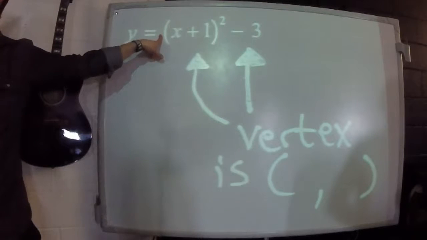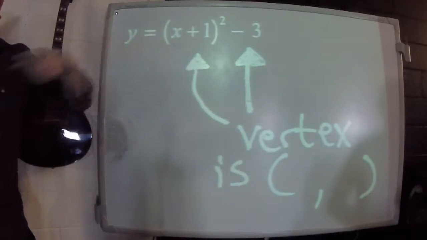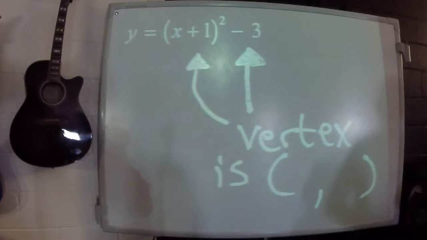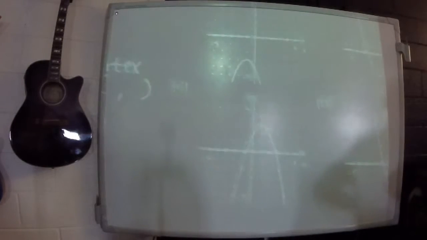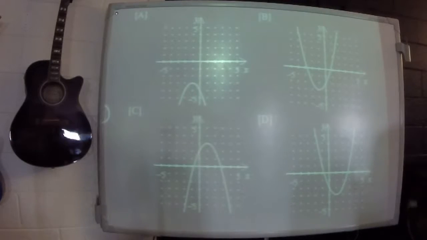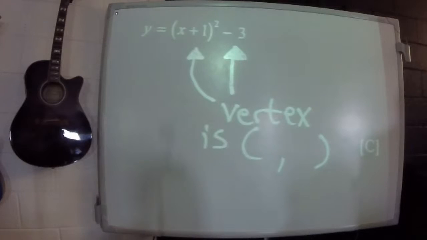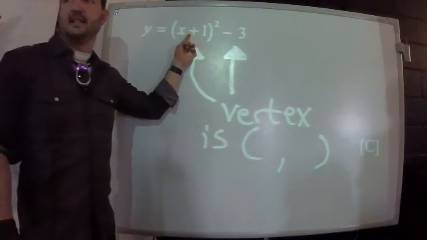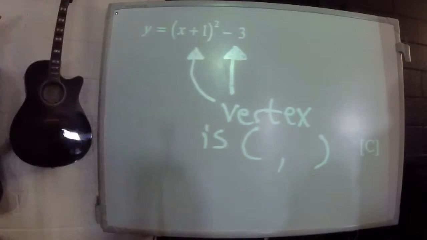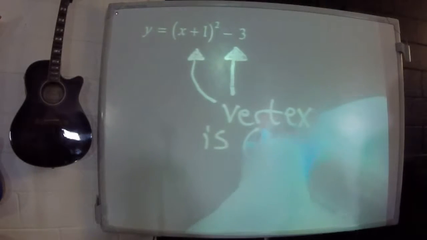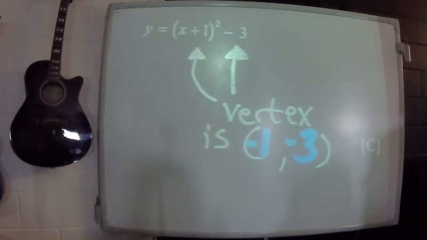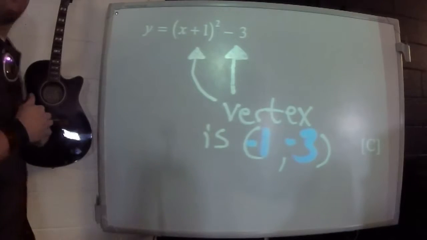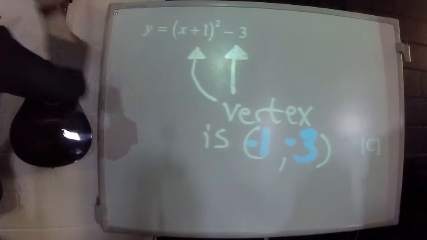First thing is there is no number out here, so it's positive 1. So this is a parabola that opens up. Out of your 4 answers, how many open up? B and D. Yeah. B and D open up. The question is, where's the vertex? Take the number inside and make it opposite. So it's negative 1. Take the number outside just like it is. It's negative 3. So your vertex is at negative 1, negative 3, and we are opening up.